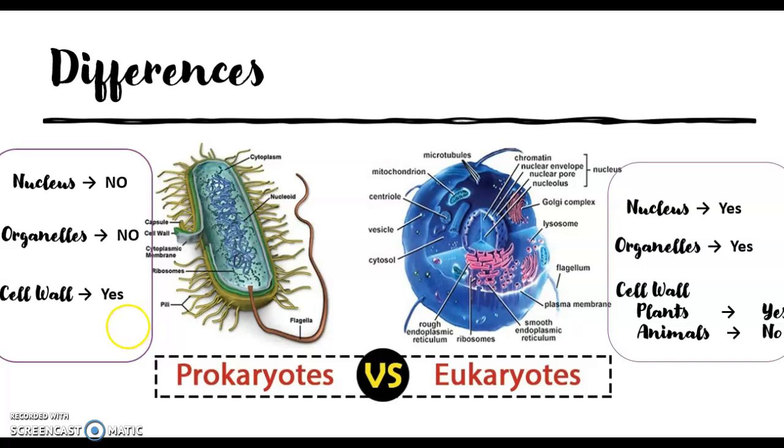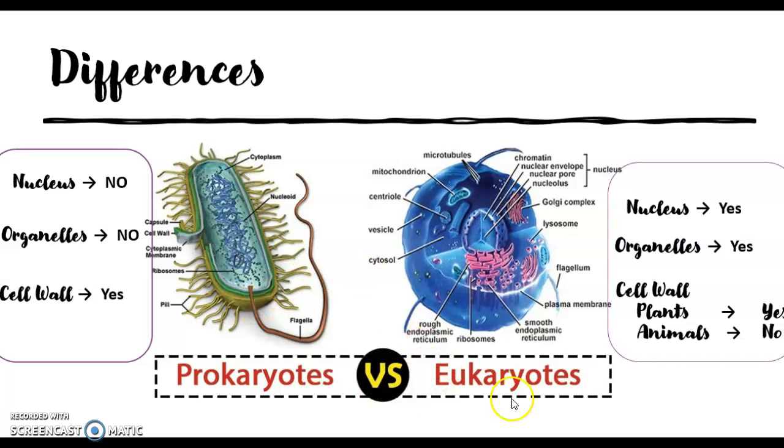So let's look at the prokaryotes and eukaryotes and look at their differences. Well, the nucleus does not exist in prokaryotes. There aren't any. There are no organelles, as you can see in here. They do have a cell wall, though.